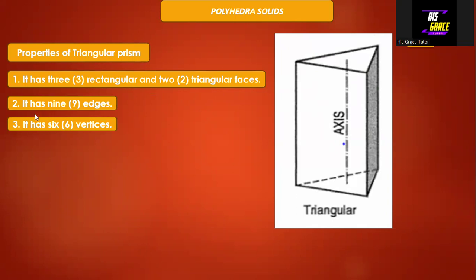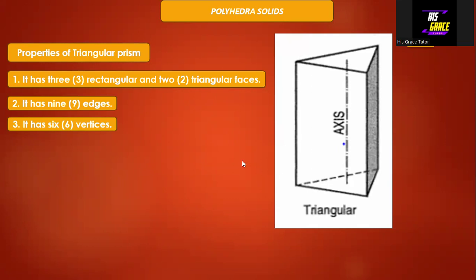Okay. Then it has 9 edges. We have 3 up here, we have 3 around here, and we have 3 edges down here. So making 9 edges, and it has 6 vertices. So where are the vertices? We have 1, 2, 3, 4, 5, 6. So those are the 6 vertices that a triangular prism has.